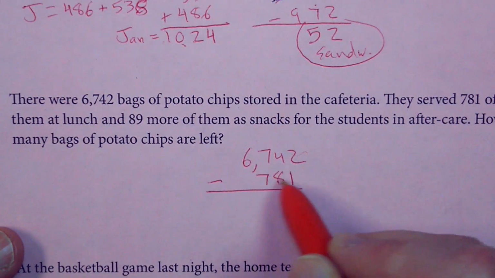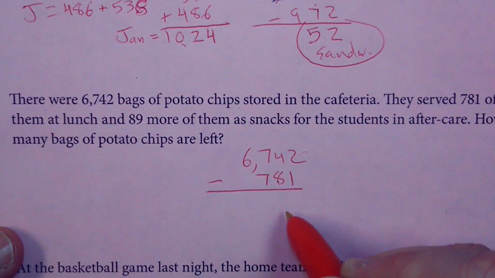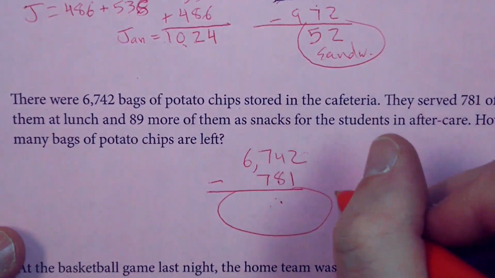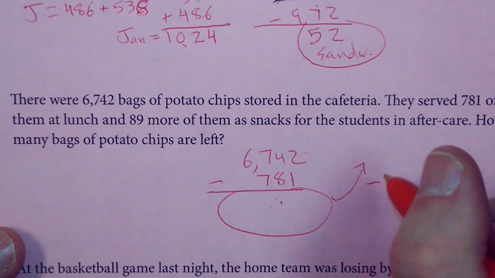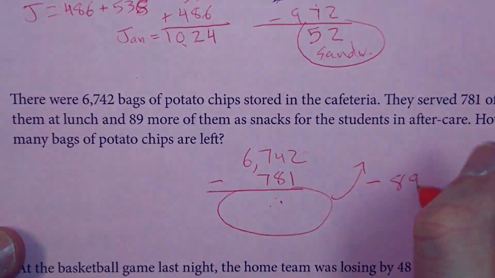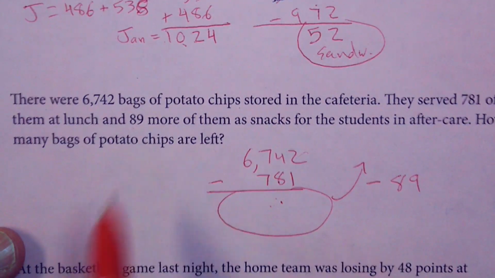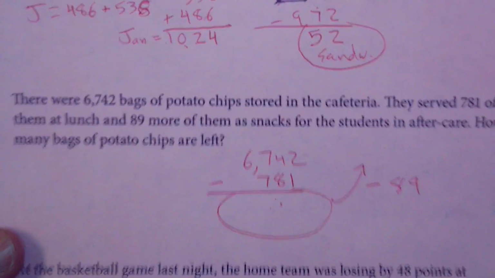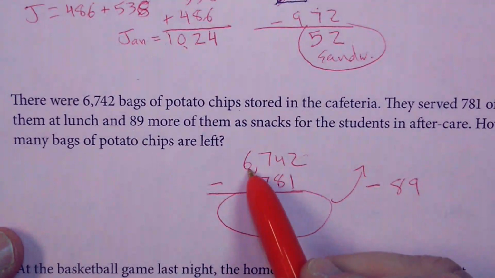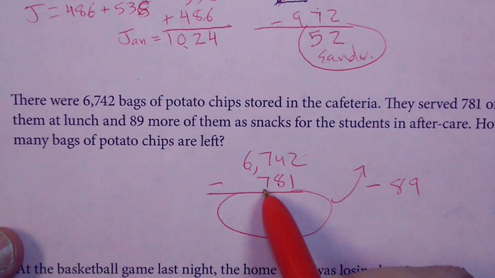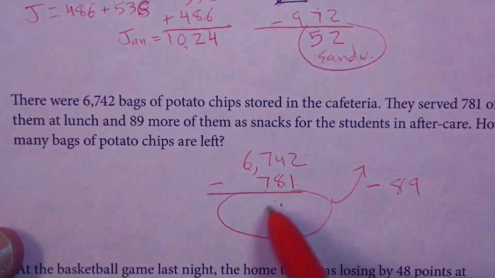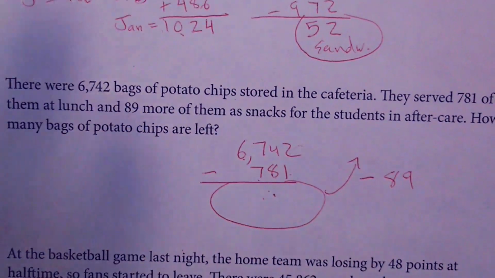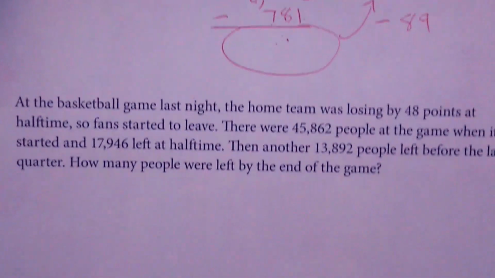You're going to use your standard algorithm to work this out. When you are done with this answer, whatever this answer is right here, rewrite it and subtract 89 from it, because they also served 89 after school. Okay, so there are 2 subtraction problems in this question. 6,742 minus 781, and then whatever this answer is, rewrite it and subtract 89. Okay? I am going to let you do that one on your own.